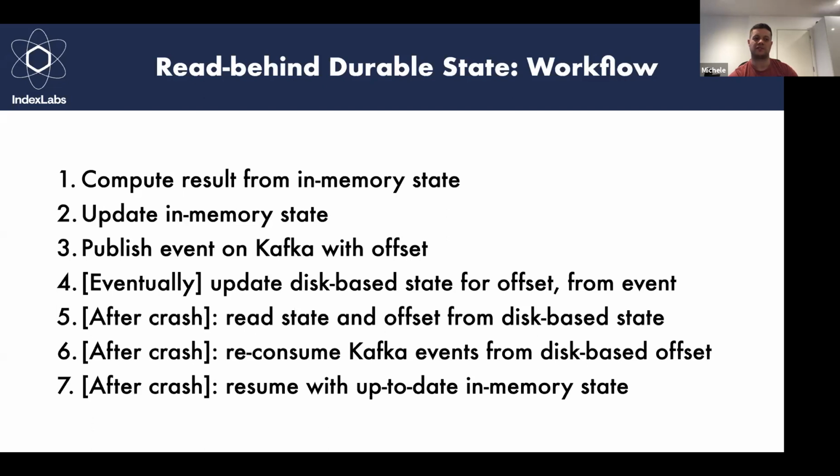So what happens is you start at 124, which is the latest durable one you acknowledged, and then you reconsume all the events from 124 to 135, and you reapply that to your in-memory state, which you initialize to the disk-based value, right? And so after you've done that, you resume with an up-to-date in-memory state. Well, it's actually a very quick mechanism, right?